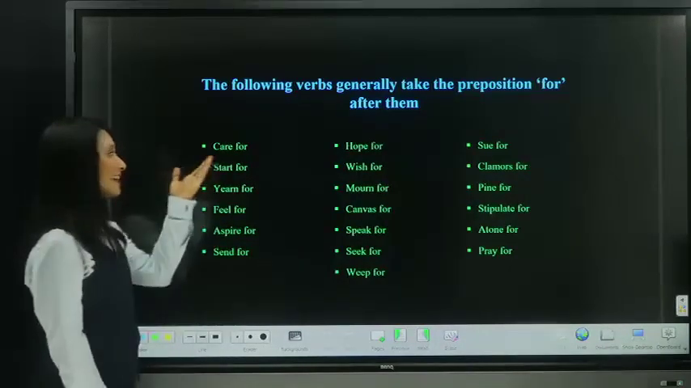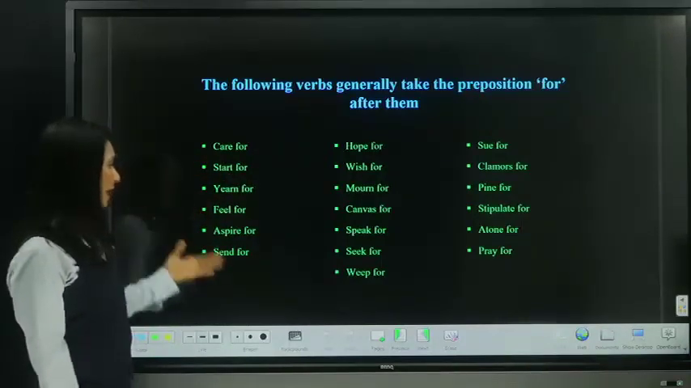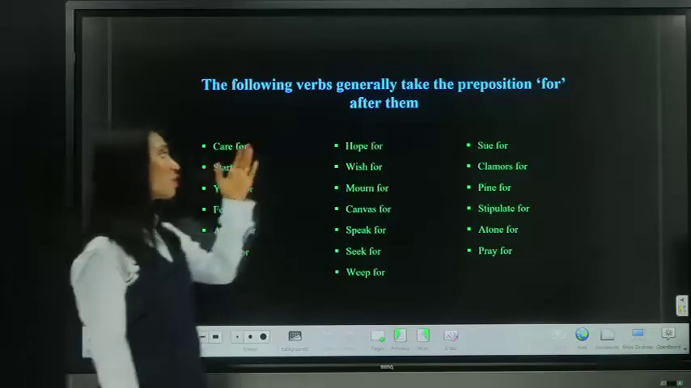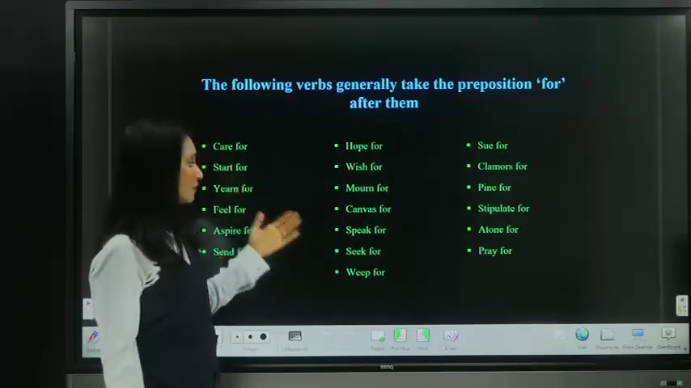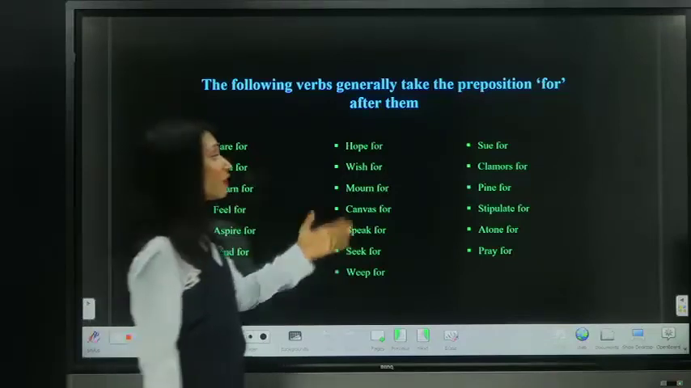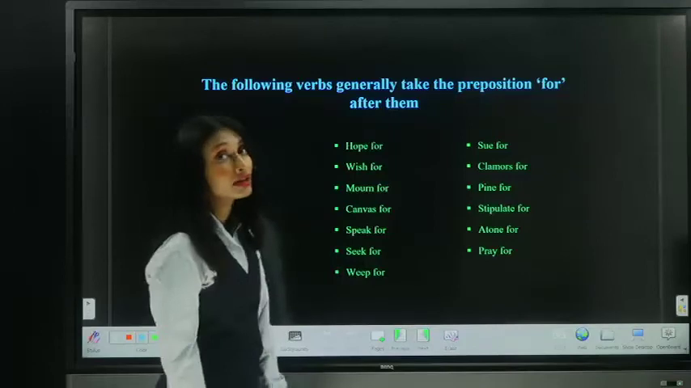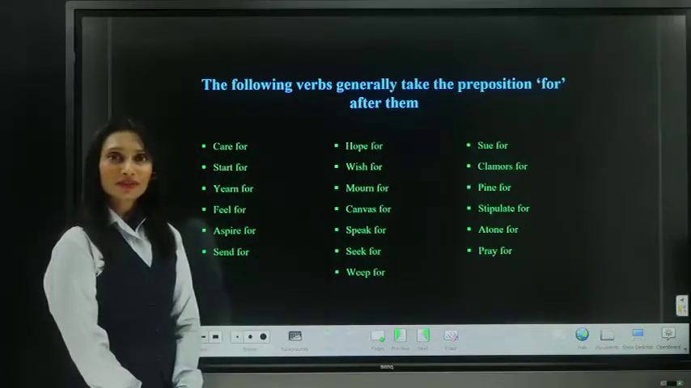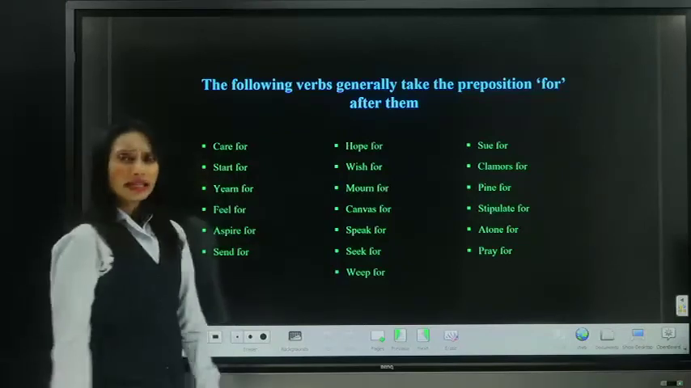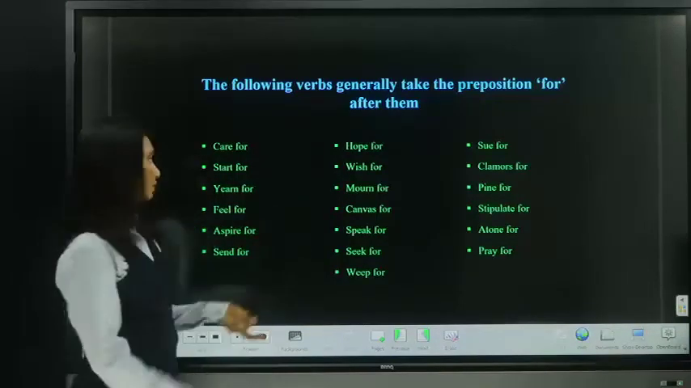They are care for, start for, earn for, feel from, aspire for, send for, hope for, wish for, mount for, converse for, speak for, weep for, sue for, clamors for, pine for, stipulate for, atone for, pray for. Do care for your parents. He's starting for Delhi. That means he's leaving this place to go to Delhi.